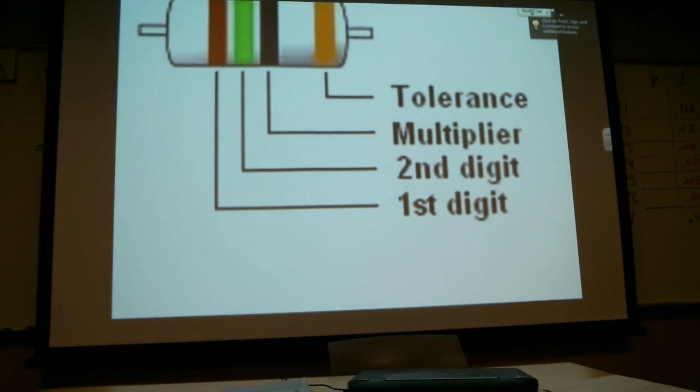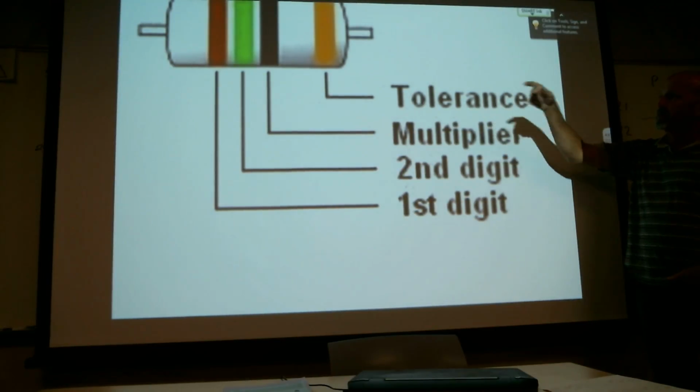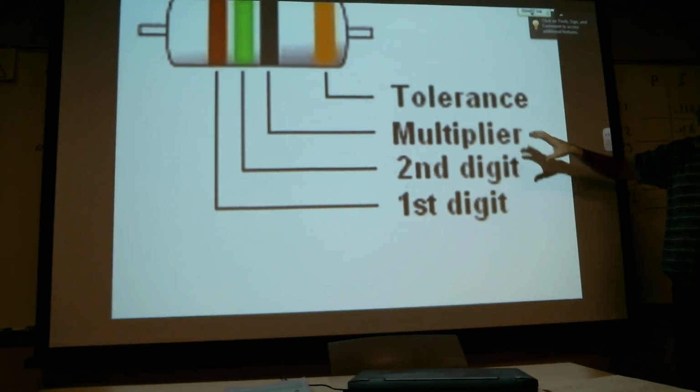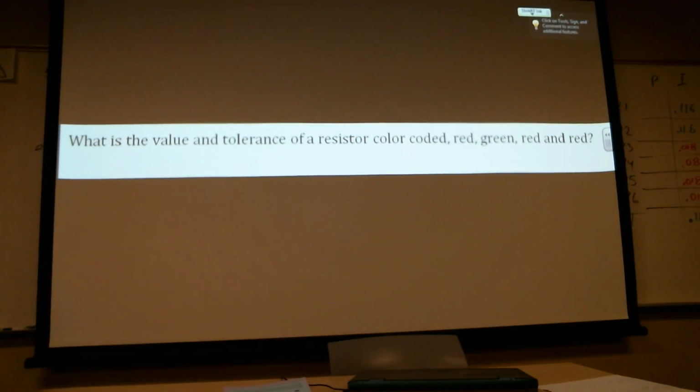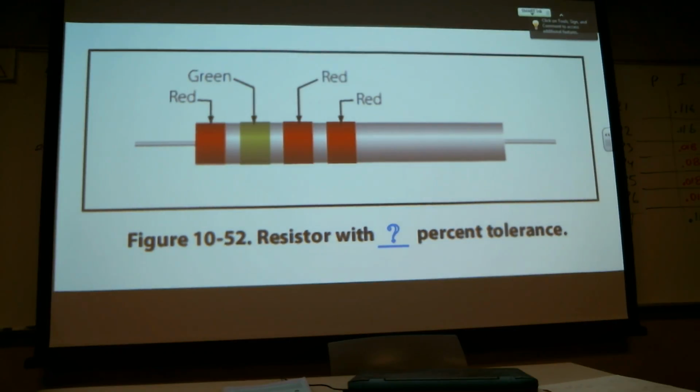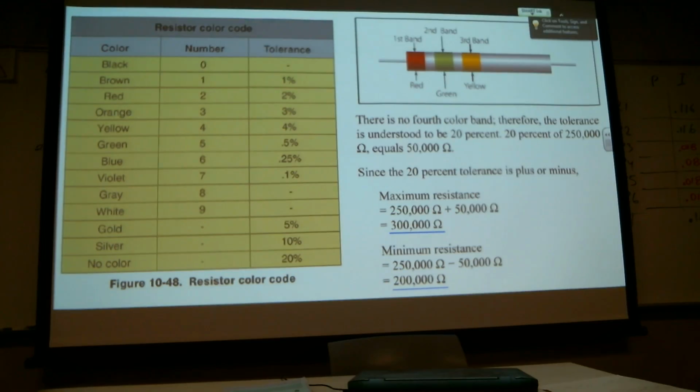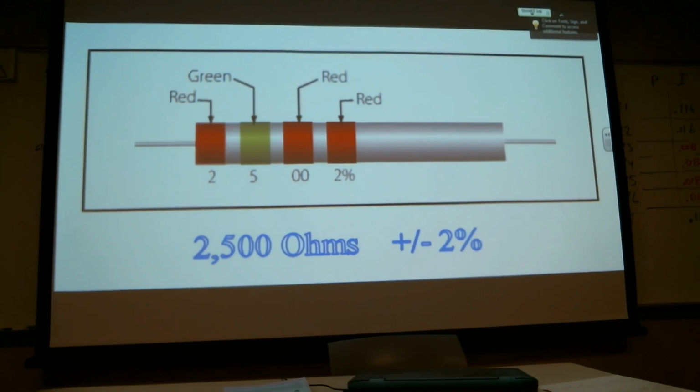And there's just a little reminder. Again, remember that the third line is the multiplier. That's the number of zeros. The first two are just direct digits. What is the value and tolerance of a resistor color-coded red, green, red, red? And I guarantee that's not the one on the test. So that's 2, 5, and 2 zeros.